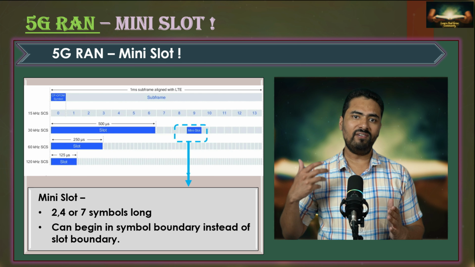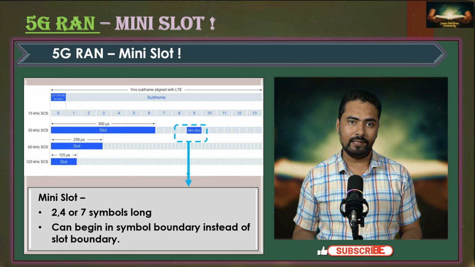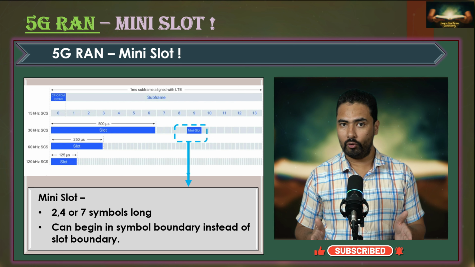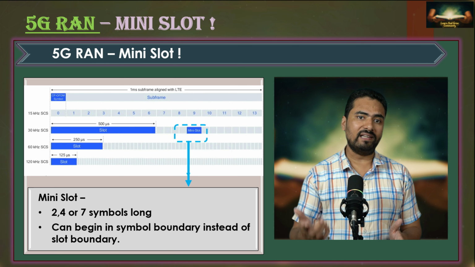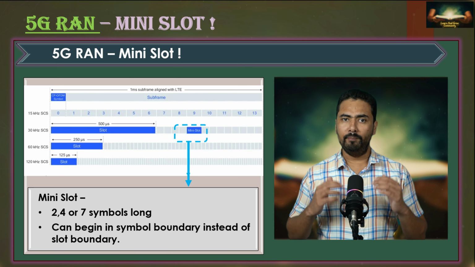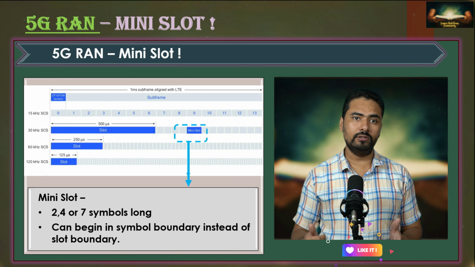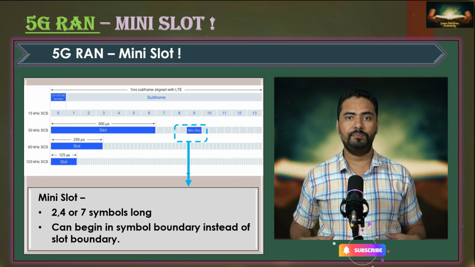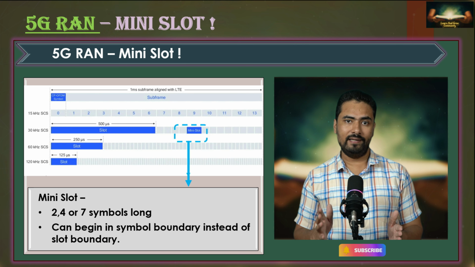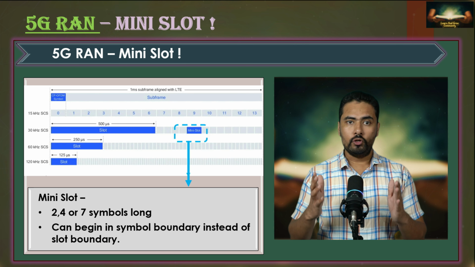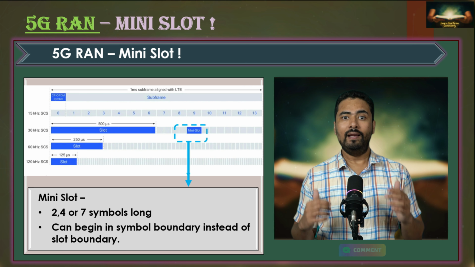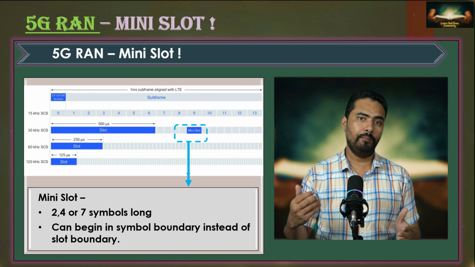Apart from the self-contained slot and flexible subcarrier spacing, 5G NR also introduced another concept of mini slot, which provides even more flexibility in the data transmission. A mini slot is just a shortened version of a regular slot. This is introduced to further reduce the latency by allowing quicker data transmissions. In NR, a mini slot can start at any symbol boundary. So there is no need to wait for the next slot boundary to schedule any data. That is why it reduces the delay.